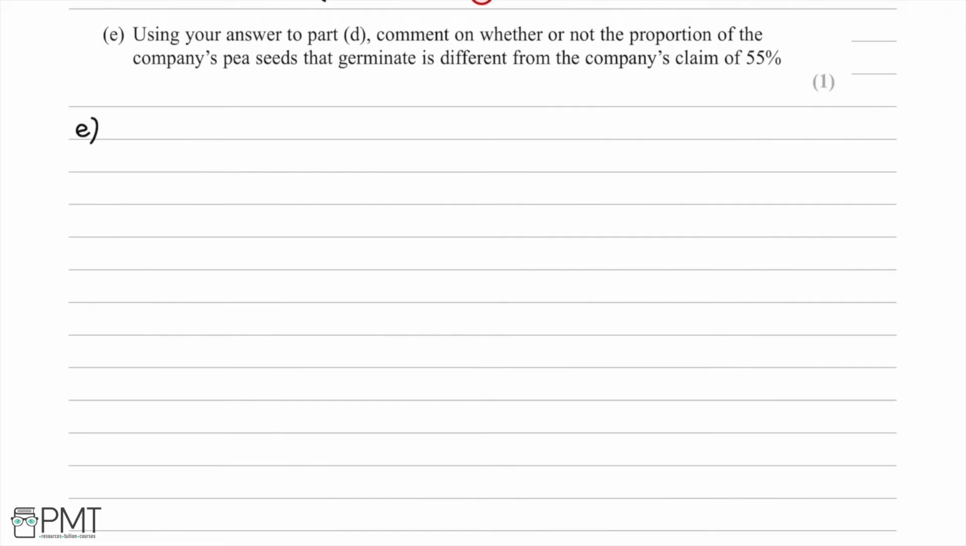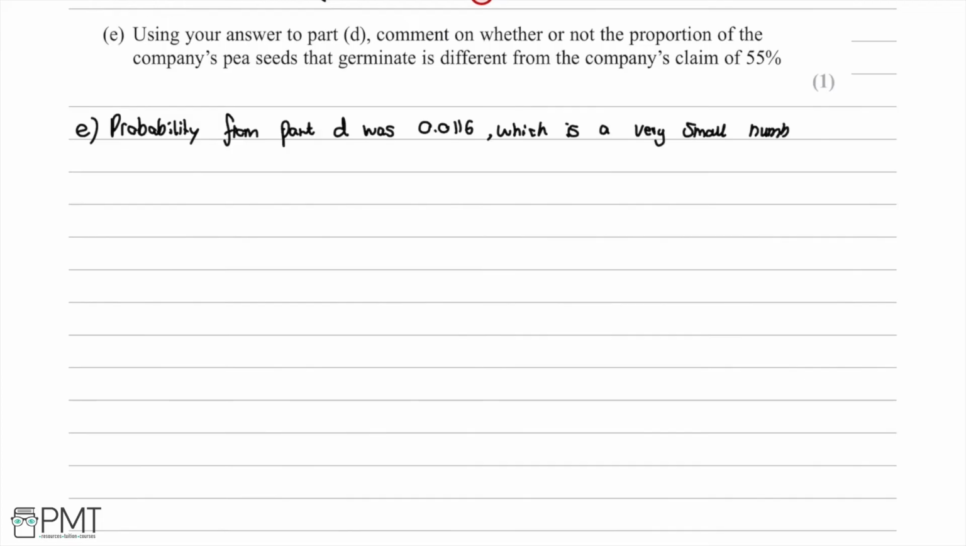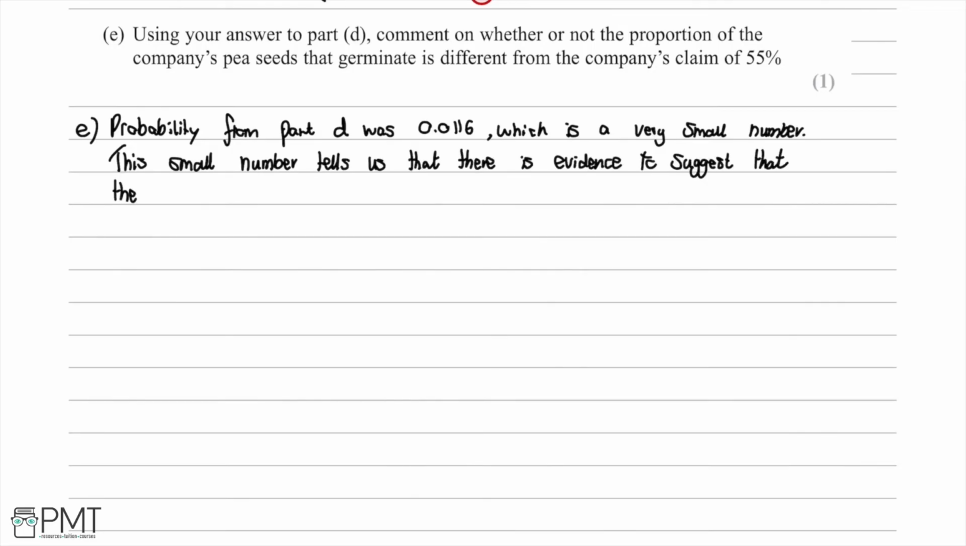So in part E of the question, we're asked to use our answer to part D to comment on whether or not the proportion of the company's PCs that germinate is different from the company's claim of 55%. So our probability from part D was 0.0116, and this is a very small number. So this small number tells us that there is evidence to suggest that the company's claim is incorrect. Therefore, we've completed this question and receive our 1 mark for having this correct statement here, which explains that we have a small probability, which means that the company's claim is incorrect.